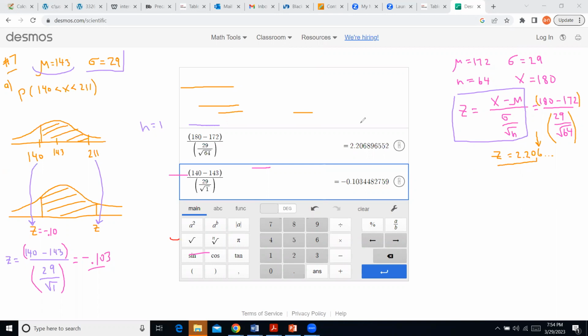So similarly to this, I'm going to get another z-score. I'm going to say this is the first value, so I put index 1, and the second value I'll put with index 2, which corresponds to the bigger number. And the exact same procedure is used here. So I put 211, I subtract 143 in my numerator. And for the denominator, it's still 29 over the radical of 1, right?